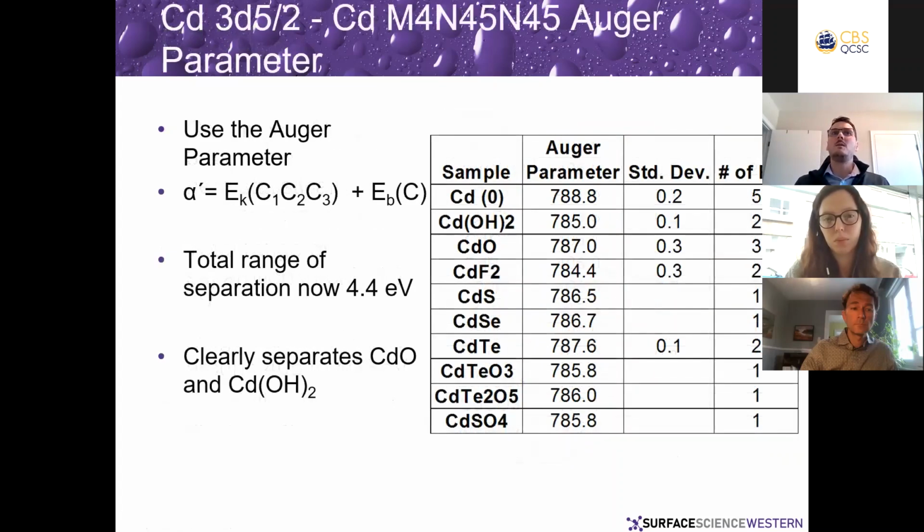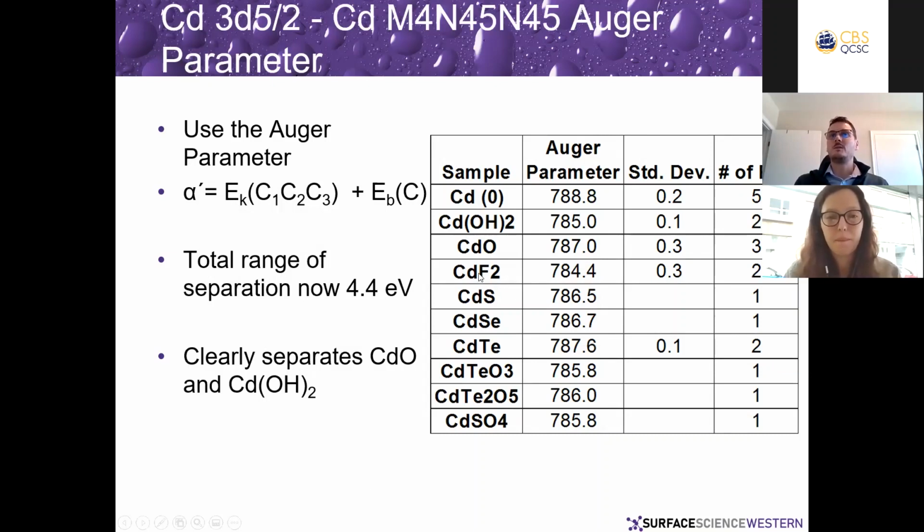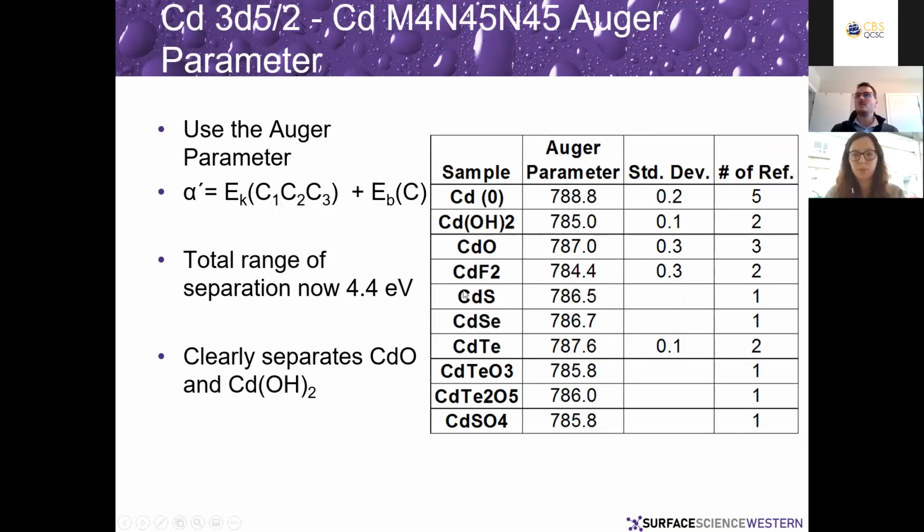However, if you look at the Auger parameter for these species, you can now see that we have a total range of separation of 4.4 eV. So things are much more spaced out. And so it clearly separates out the different species. So particularly, for example, say cadmium oxide versus cadmium hydroxide. And so that's very useful to us to be able to do that.